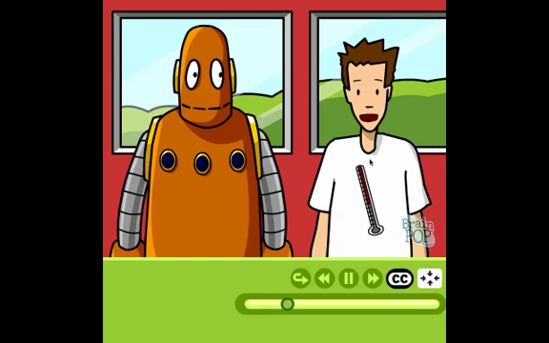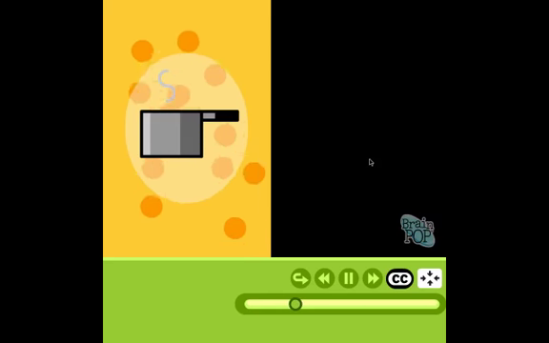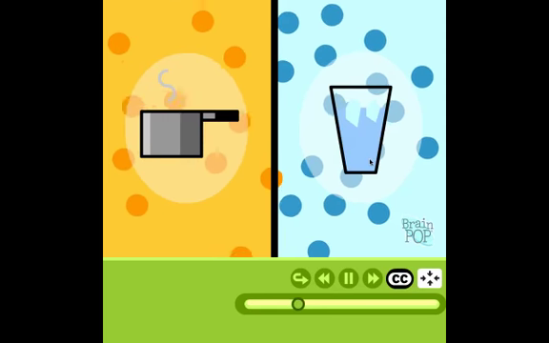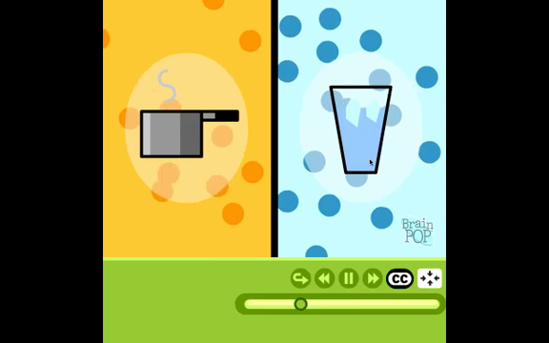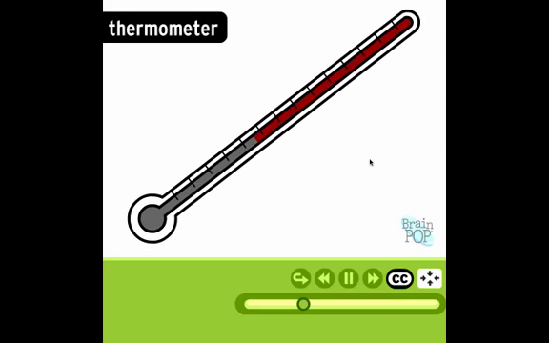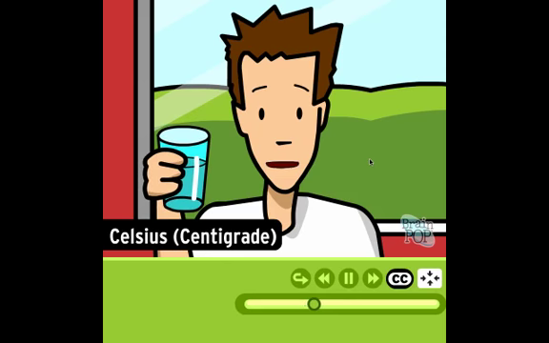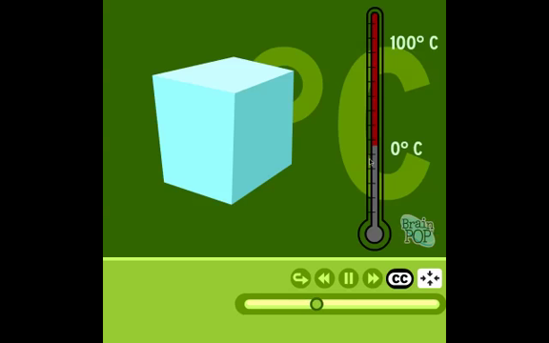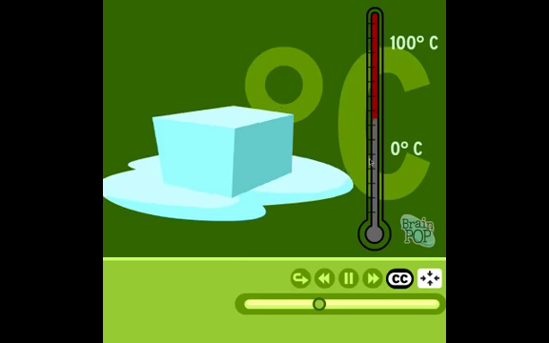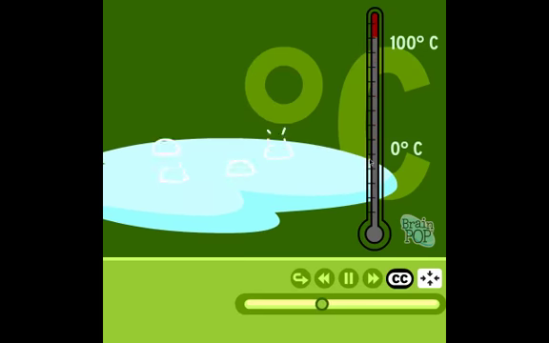There's really no such thing as cold. Cold is just an absence of the molecular motion that causes heat. Boiling water has a higher temperature than cold water simply because its molecules are moving around more. Temperature is measured using a thermometer. There are three main scales by which temperature is measured. The Celsius or centigrade scale is the most widely used, and it's based on the behavior of water. Water freezes at 0 degrees Celsius and boils at 100 degrees Celsius.